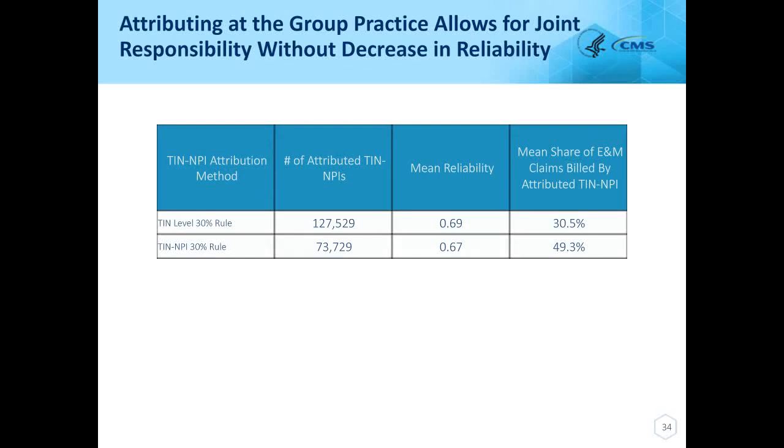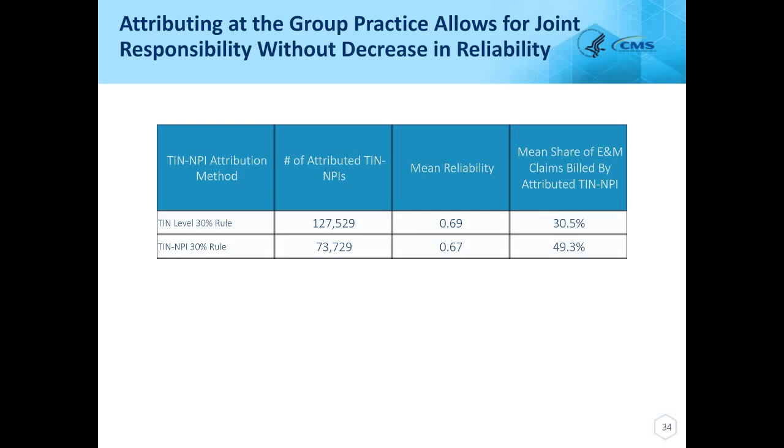So one of the ideas that was brought up by the TEP when we circled back after field testing was the idea of attributing TIN NPIs for the medical episodes. As a reminder, for medical episodes in the revised version, we're going to attribute the TINs that are performing 30% of the evaluation and management codes. And then any NPI under that TIN billing one of those evaluation and management codes will also be attributed.